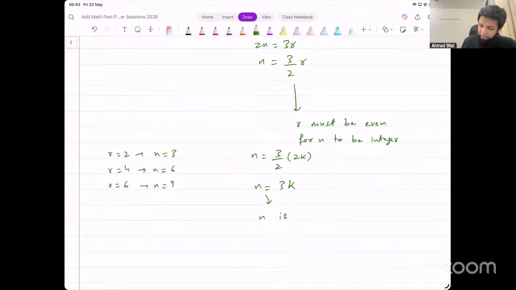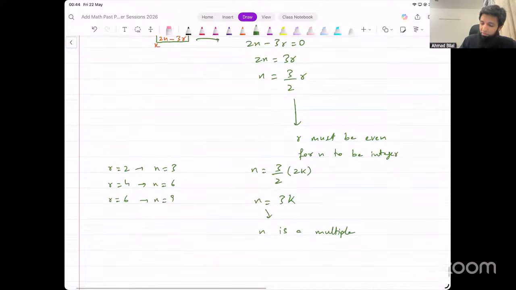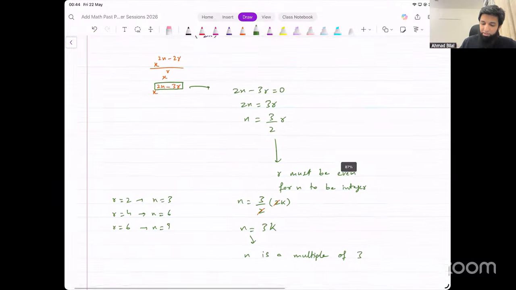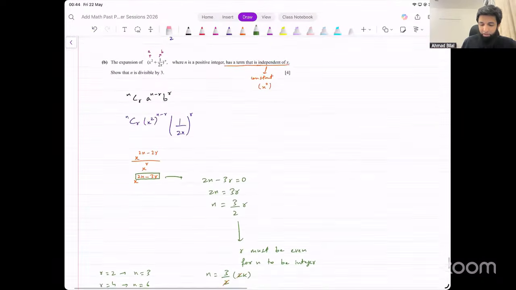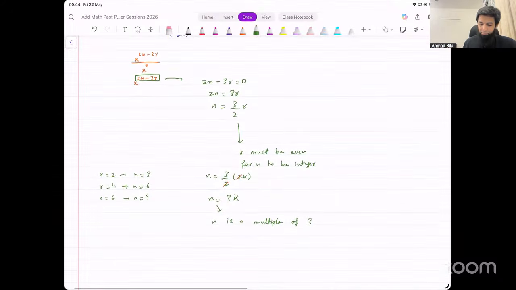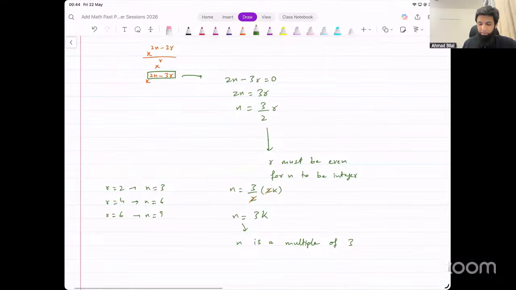Now, it's not necessary that you write r as 2k here and cancel that out to show that it's 3 times this. Just this statement that r is an even number and therefore n is a multiple of 3 is also going to be sufficient. That's what you would say there. That was quite tricky, to be honest, thinking about that at the end of the paper. But that's the logic.